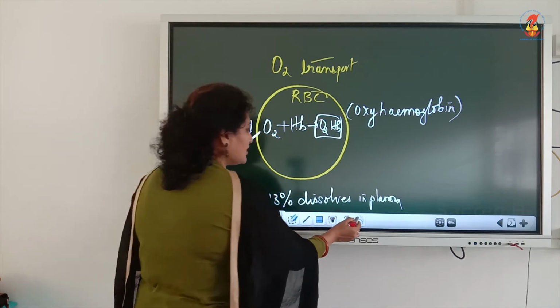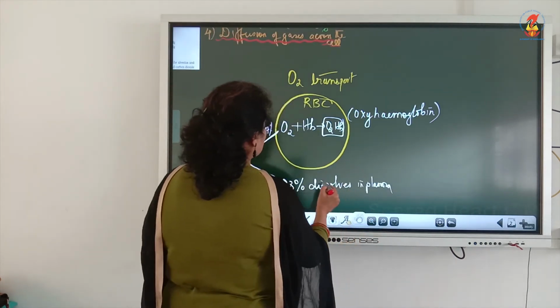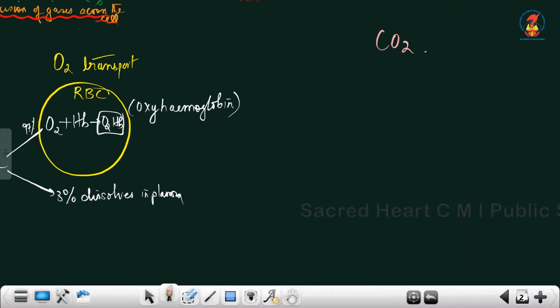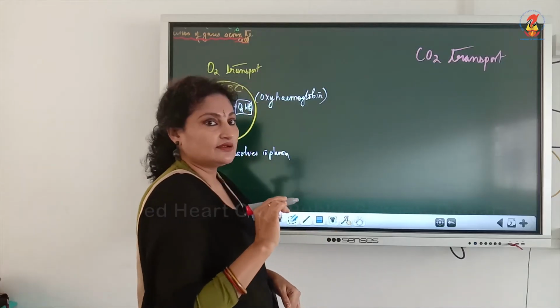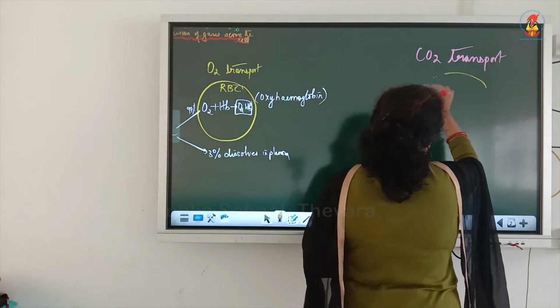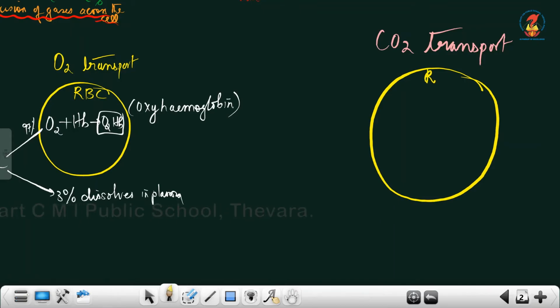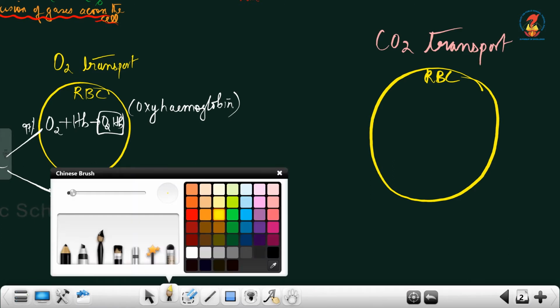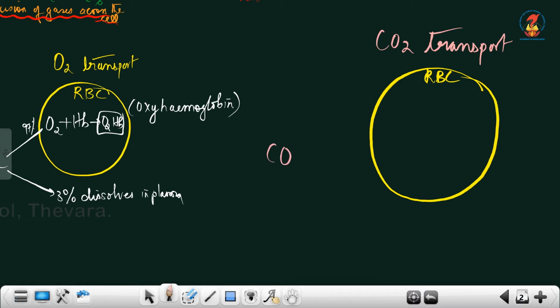Next, moving on to carbon dioxide transport. As we know, carbon dioxide is more soluble than oxygen. Again, I am going to represent the RBC with the same representation in yellow, because I indicated the RBC in yellow initially. Now, carbon dioxide I am going to represent with pink color. It is more soluble than oxygen in water or in plasma. So, 7% dissolves in plasma.